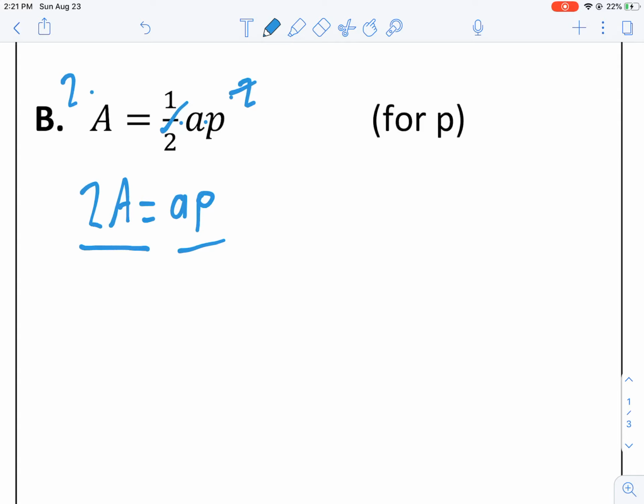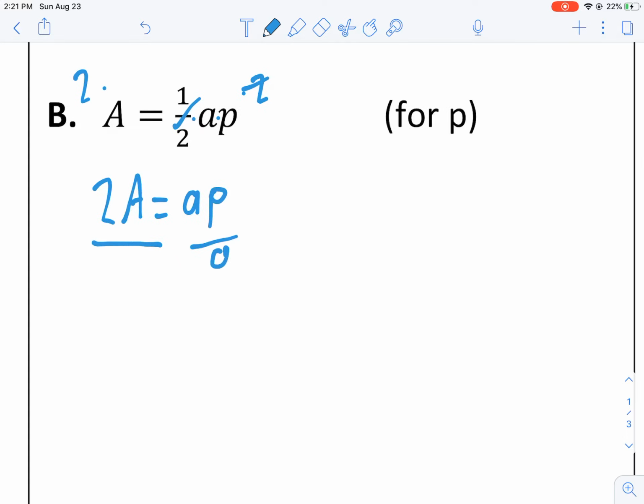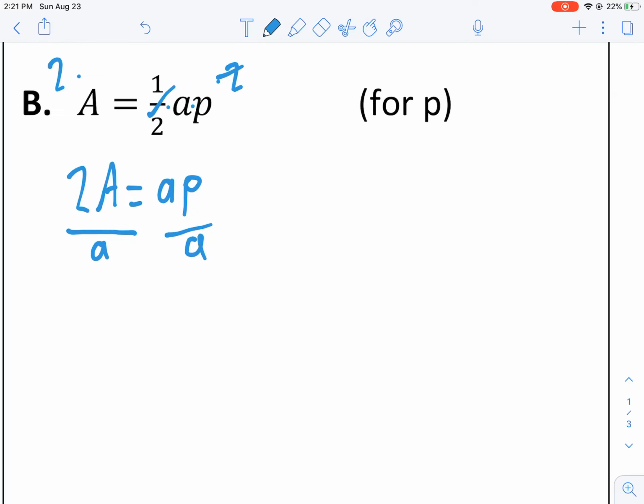But now we can get rid of that lowercase a. So we're going to divide by lowercase a. We're not going to simplify the two a's, because they're different symbols, which means they're different variables. So we're going to cancel out, and then that's just our answer. 2 capital A over lowercase a equals p. And that's it. We're done.